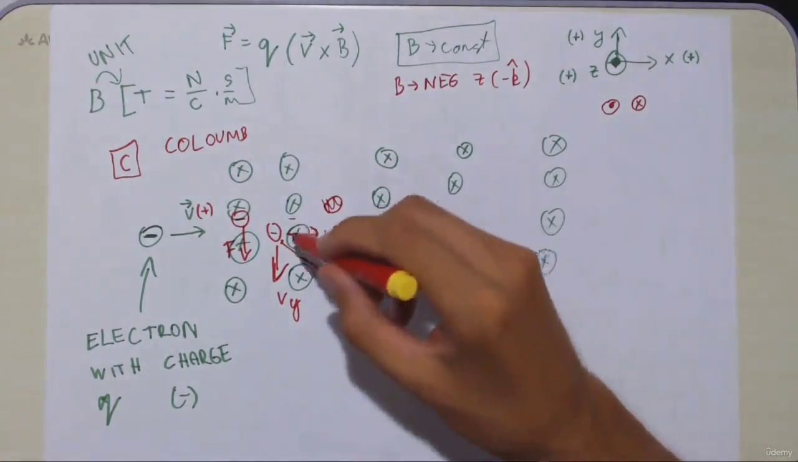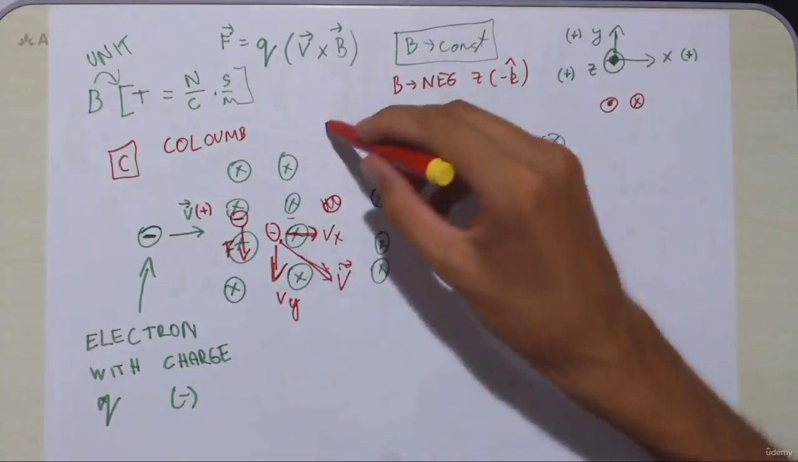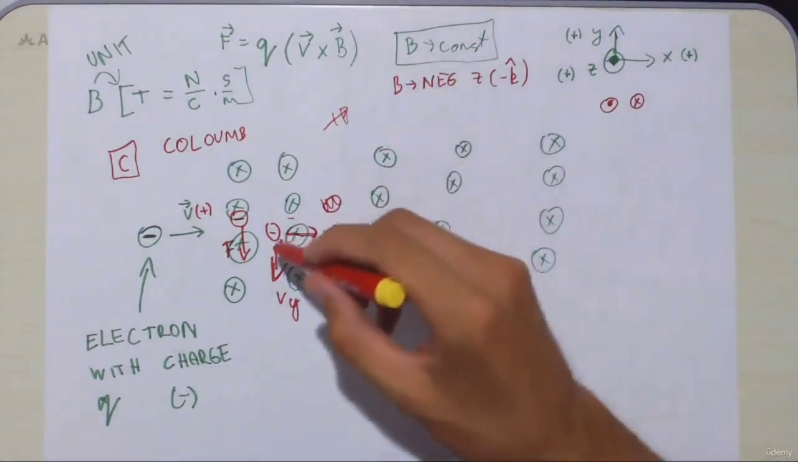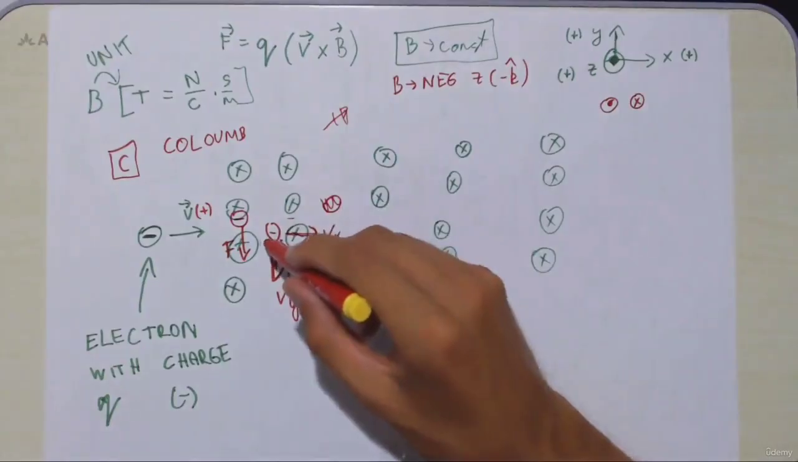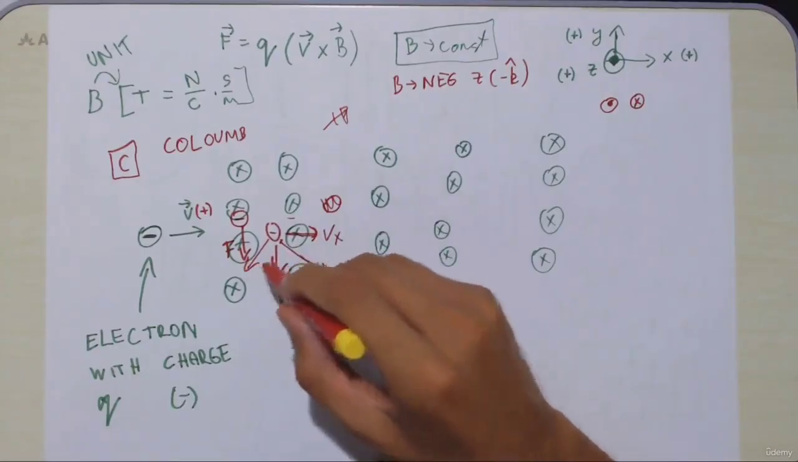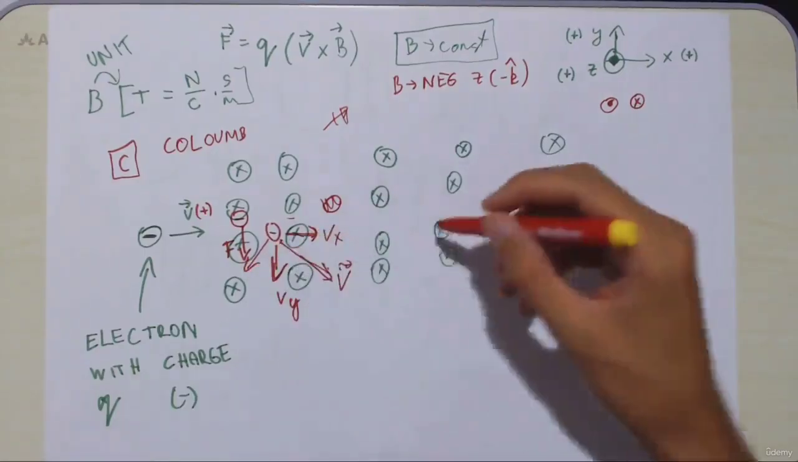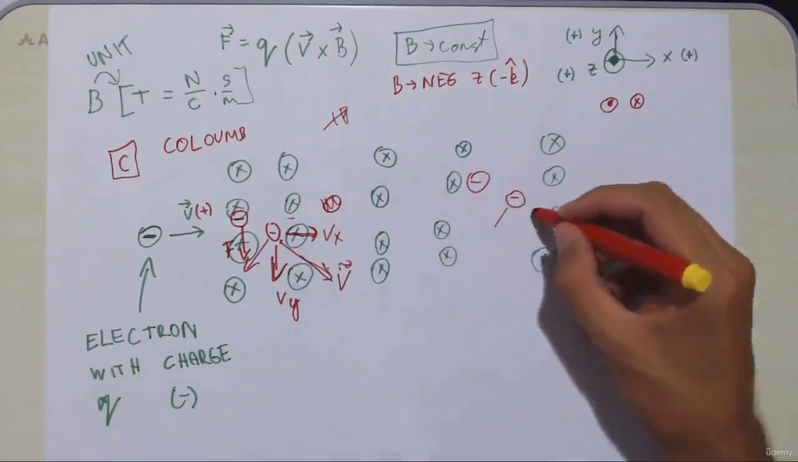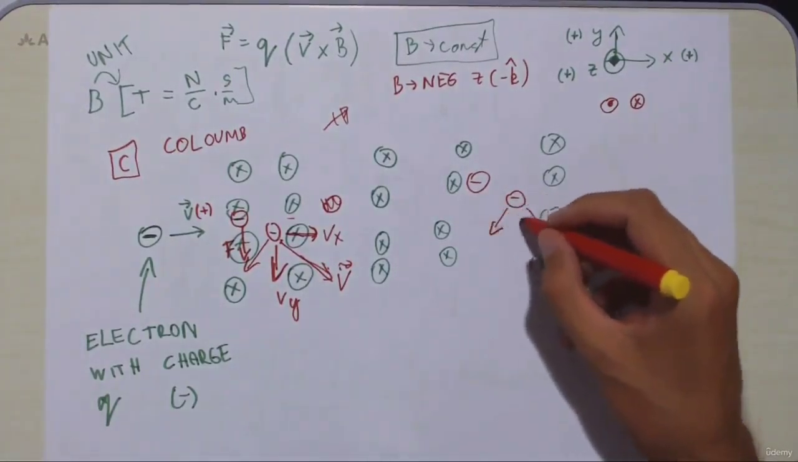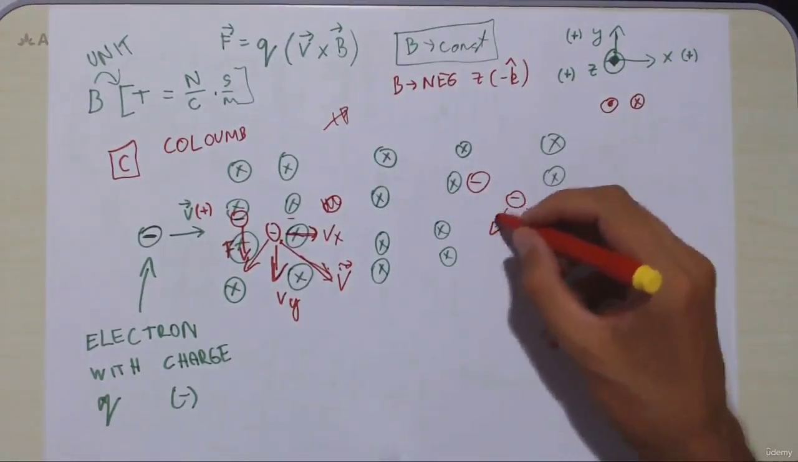So the cross product would give you this direction, but since you have a negative charge, your force in fact will be perpendicular to the velocity and the magnetic field, and it will be in this direction. I'm just going to draw it here again. So the velocity now is here. That force will cause the particle to go this way, right?